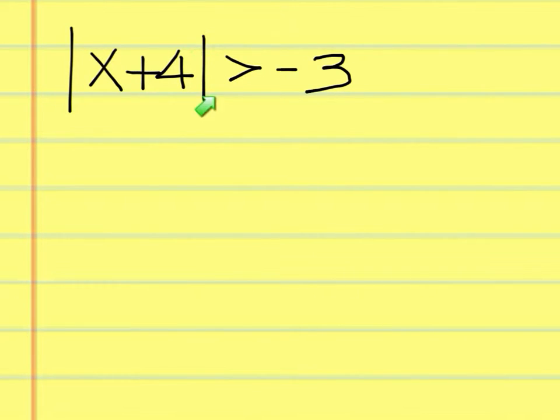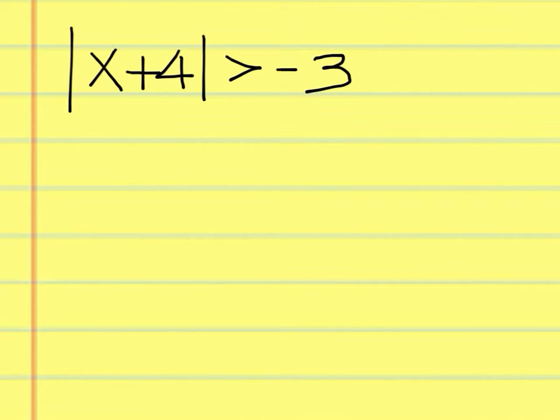Anytime I have an absolute value, no matter what number I put in, no matter what expression is inside, the answer will always come out with what sign? Positive. So I'm going to get a positive number on this left-hand side no matter what. How many positive numbers can you give me that are greater than negative 3? A lot. Almost all of them, yes? All positive numbers will be greater than negative 3.